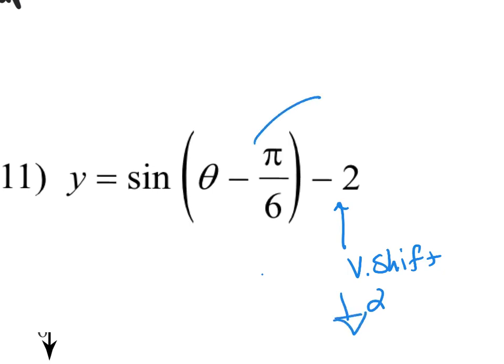And I see that there is a horizontal shift right pi over 6. So look at your graph choices. Is there a graph that shifted down 2 and right 6? If there's 1, that's your answer.